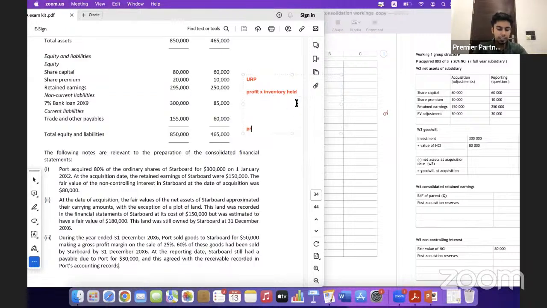Now to do the profit calculation, guys, we need to use a small formula this way. Profit is equal to selling price minus cost. Right. Now, guys, look at the way that I'm doing. You can send in any doubts that you have. Now, guys, see, Port sold goods to Starboard for 50,000, so 50,000 is the selling price, by keeping a gross profit margin of 25%. So the profit is 25%. I'll mark it on top here, 25%.